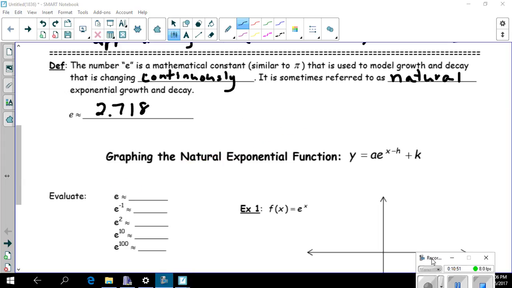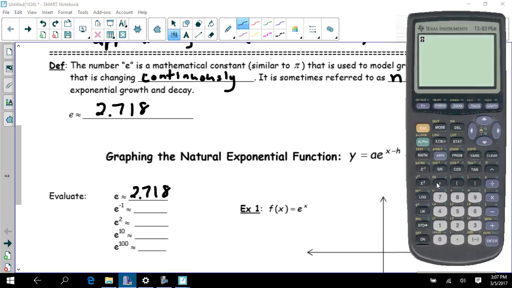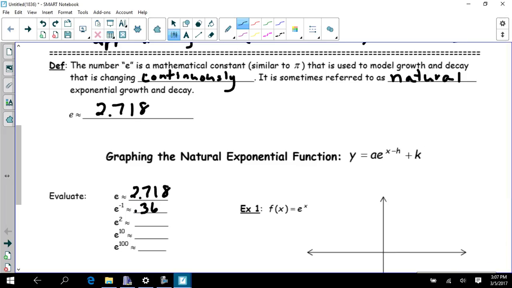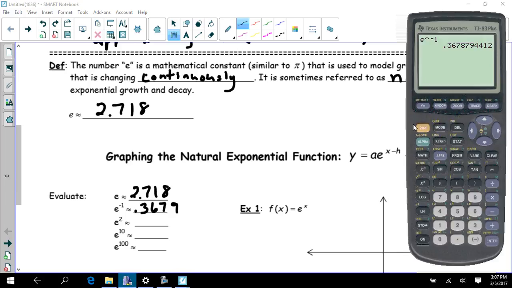Okay, so anyway, that e number I can plug in as 2.718. And all these other ones are just similar decimals, so I can do e raised to the negative first, that's 0.3679. If you'd rather use that exponent e button, e squared, 7.389.